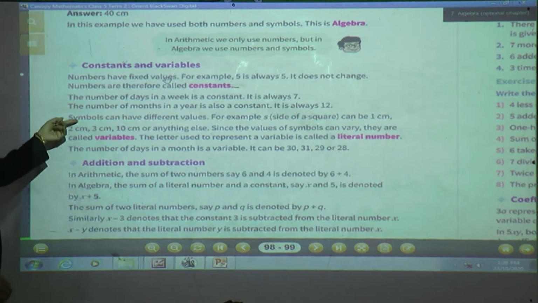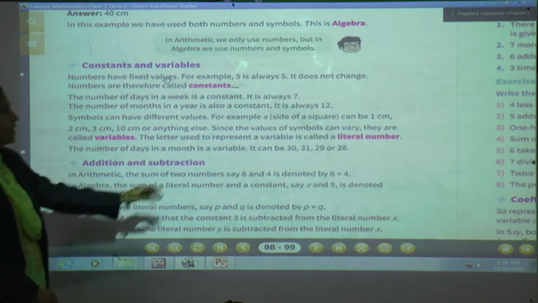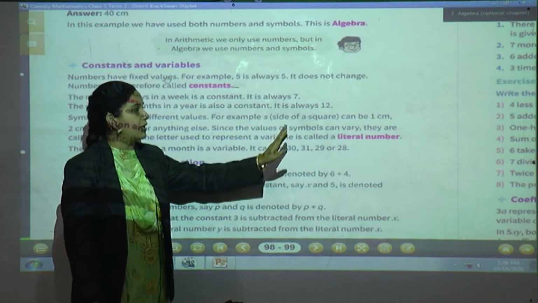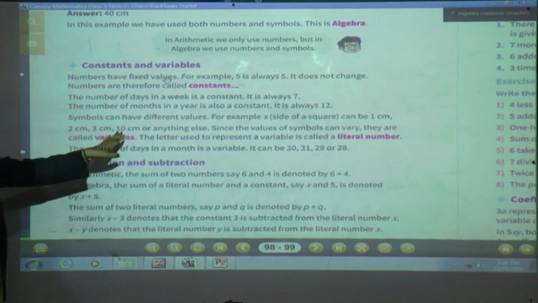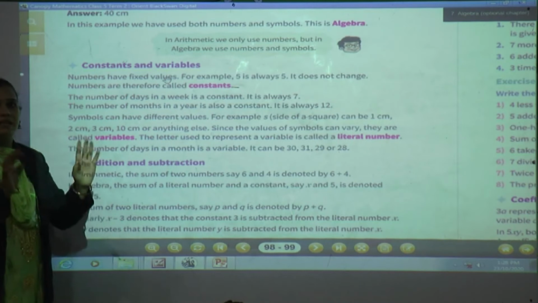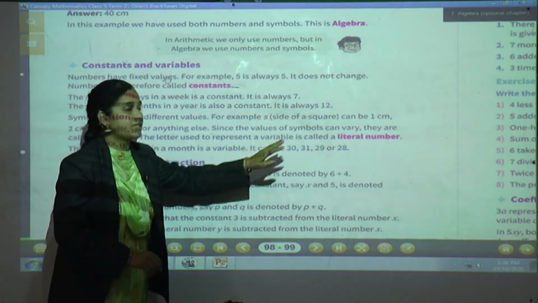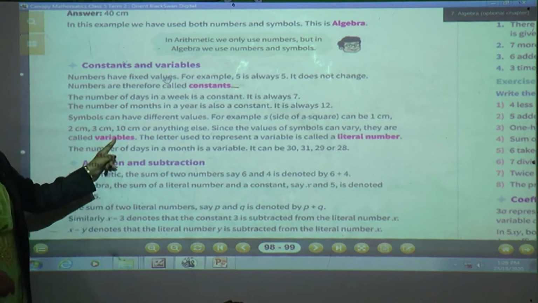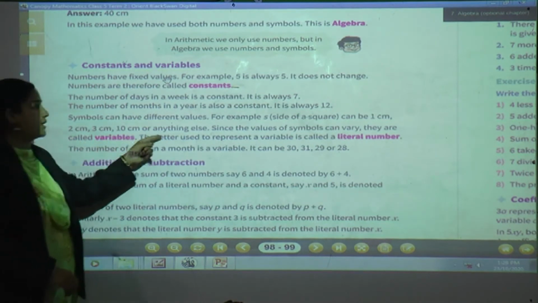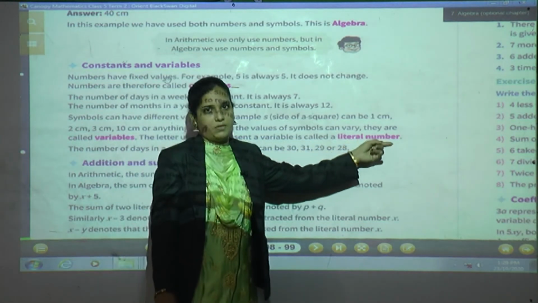Now here, symbols can have different values. For example, s, the side of a square, can be 1 centimeter, 2 centimeter, 3 centimeter, 10 centimeter or anything else, depending upon the size of the square. Since the values of symbols can vary, that means they can change, they are called variables. The letters used to represent a variable are called a literal number.